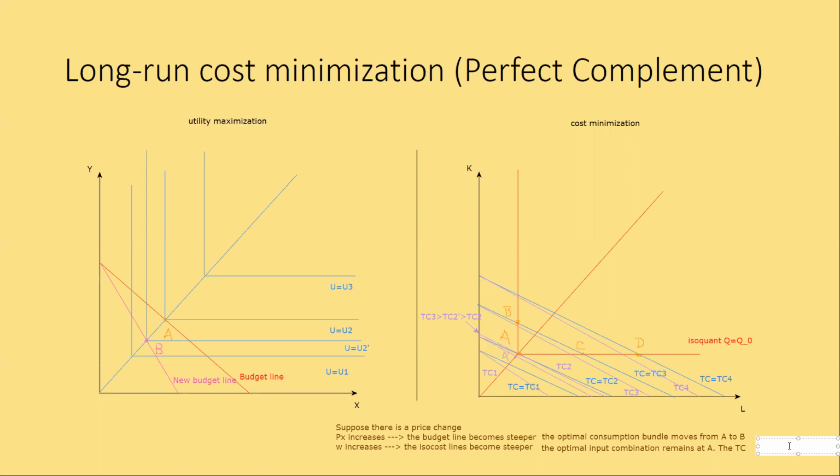I didn't finish this sentence. The TC becomes larger. The optimal input combination is not going to change. It will stay at point A. It's only that with the new slope of the iso-cost lines, this point A will be on a different iso-cost line. That is, when the wage increases, it's going to be on a higher iso-cost line. So the total cost will become larger.